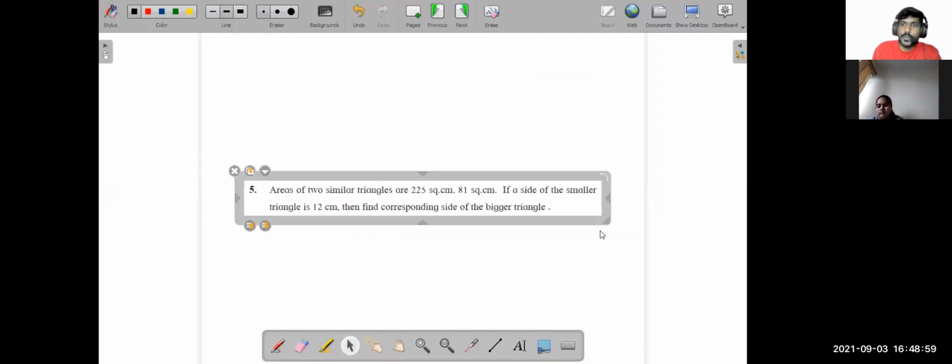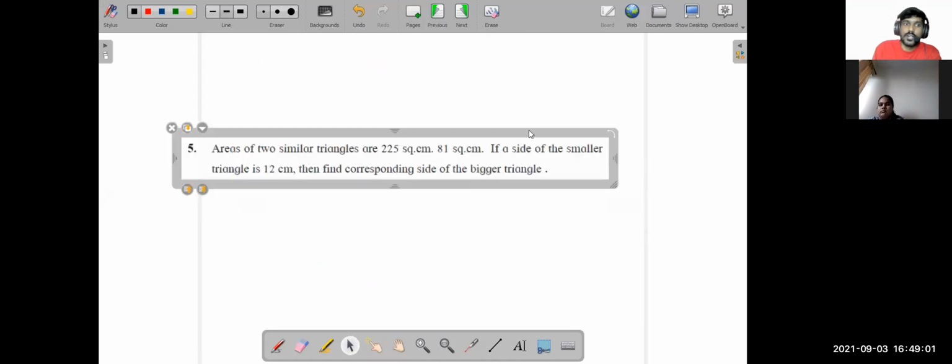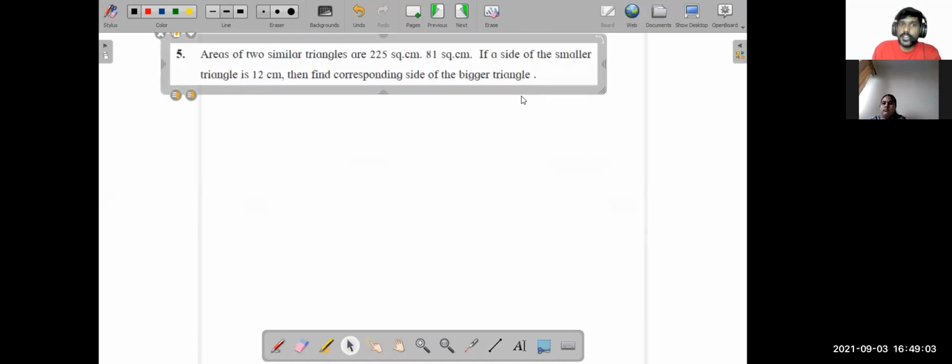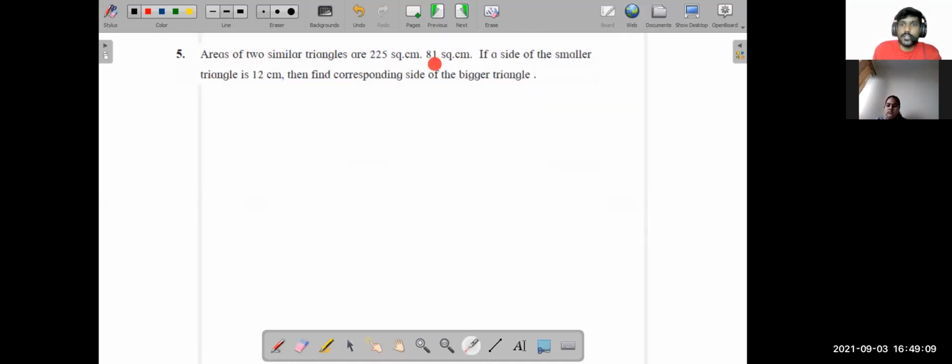Okay. Fifth one. Areas of two similar triangles are 225 square centimeters and 81 square centimeters. If the side of the smaller triangle is 12, find the corresponding side of the bigger triangle. How to do this one? Can you tell me?